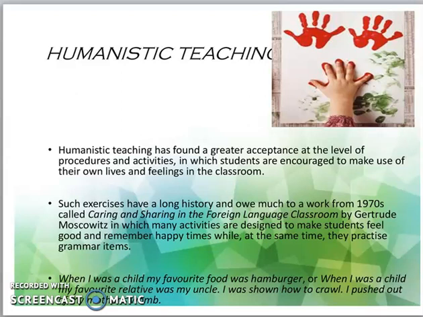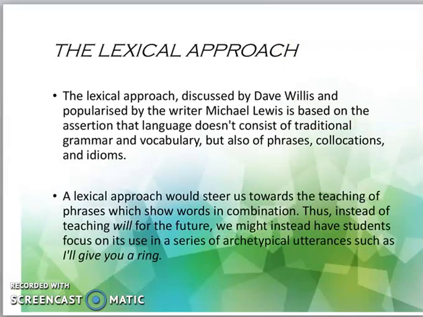For example, when I was a child, my favorite food was hamburger. Or when I was a child, my favorite relative was my uncle. I was shown how to crawl. I pushed out of my mother's womb, and so on.